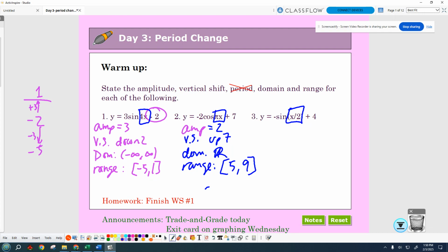Stella, what's the amplitude of the third one? 1. There's no number written in front of sine, it's implied to be a 1. I don't want the negative with it. Frey, what's the vertical shift? Up 4. Anya, what's the domain? Max, what is the range? 3 and 5. Down 1 from 4 and up 1 from 4, so 3 to 5.